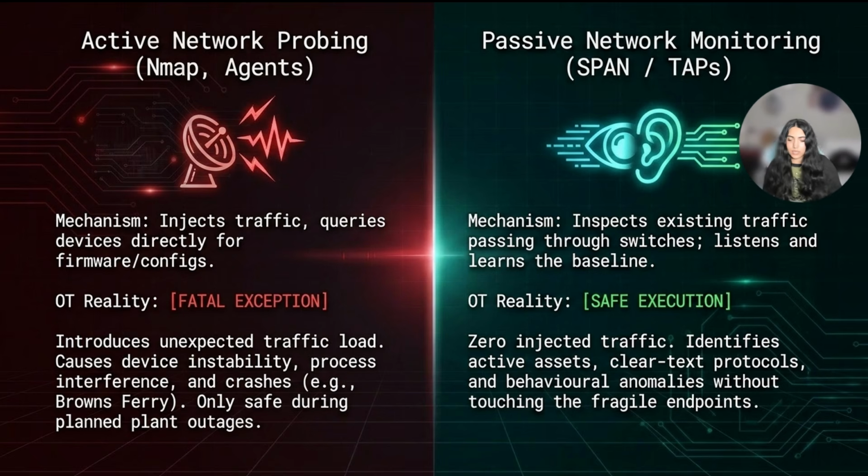And one thing that we talk about a lot is passive network scanning. What it does is inspect existing traffic passing through switches; it listens and learns the baseline. In OT reality, it is safe. It injects zero traffic, it already knows the assets, it sees clear text protocols and behavioral anomalies without touching the fragile endpoints.